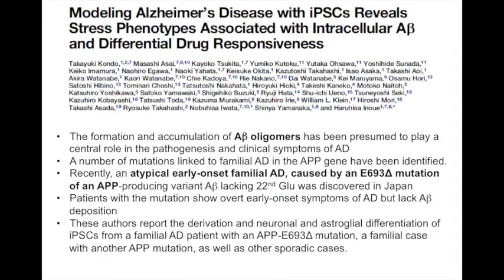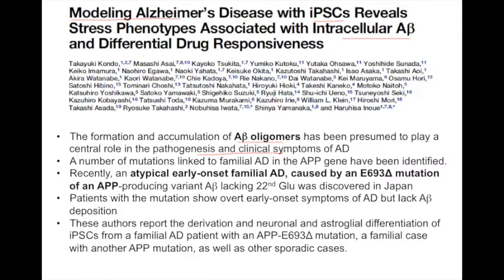This is the paper on which it's based, and we can see through the title that it's very clear what it's about. So it's modeling Alzheimer's using iPSCs, and it reveals stress phenotypes associated with intracellular A beta. So the formation and accumulation of these A beta oligomers is presumed to play a role in the pathogenesis and clinical symptoms of AD. We've already talked about this in the context of early onset Alzheimer's disease.